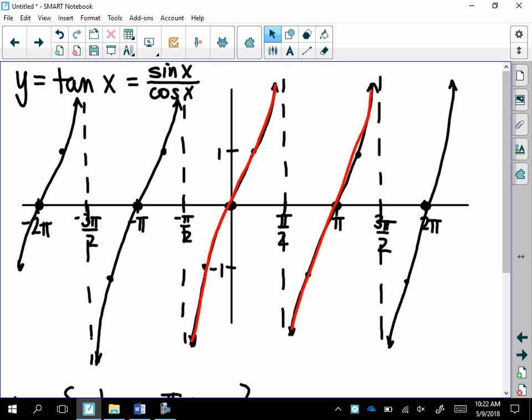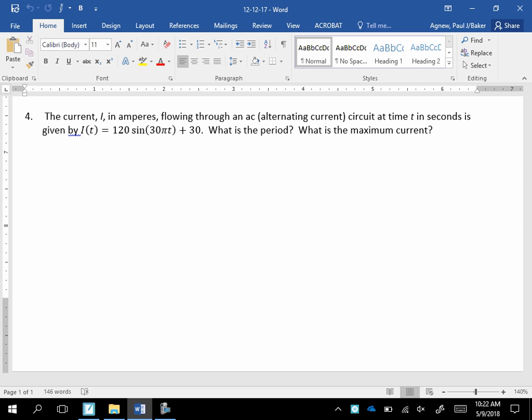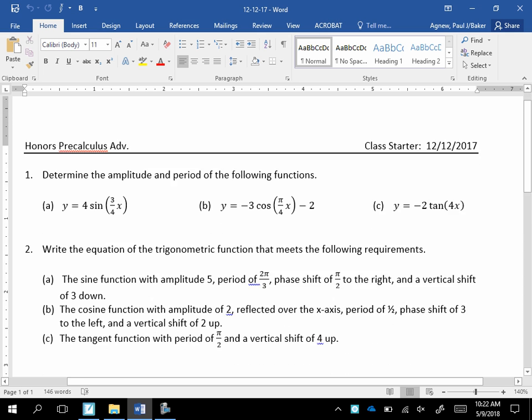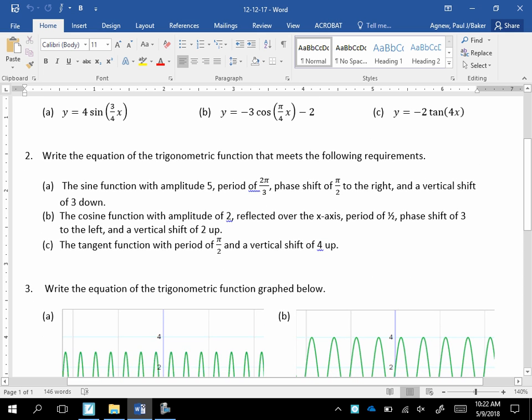There's no y-intercept, there's no maximum, there's no minimum, there's no end behavior, there's no amplitude, and what's the period? Right. Pi units would be the period for the parent function, and for any other function, it would be pi over b. So with that said, let's go back to our class starter. We should be able to do 1c now.